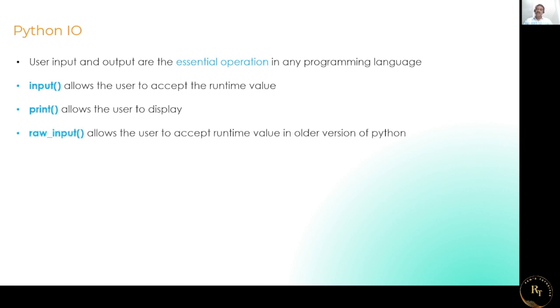There is another method called raw_input, but please remember this is outdated. If any project is running in Python version 2.8 or lesser, yes, raw_input used to work, but later on raw_input was removed. So what we have as of now is two methods. One is the input method to take input from the user, and the second one is the print method to display back to the user.